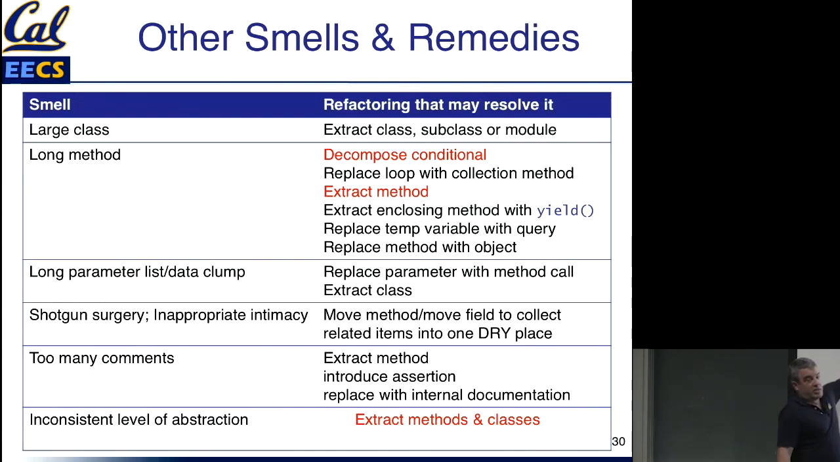If you have a long list of parameters, we said parameters that travel around in a herd or in a clump, sometimes you can extract a class and put all those parameters together. Now you're just passing a single class object around.